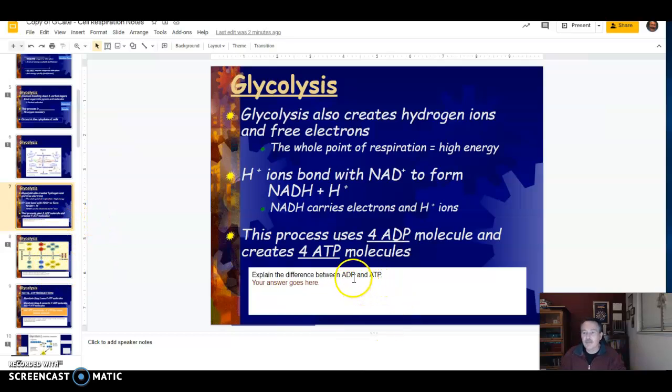Also, you can look at it from an energy standpoint. ADP is like a battery that's only got half a charge on it. ATP would be like a fully charged battery.